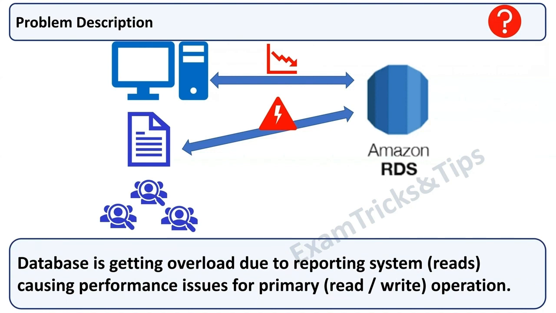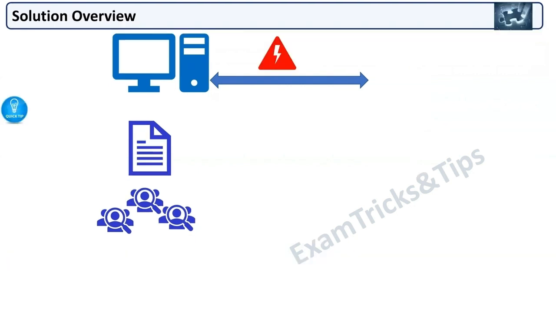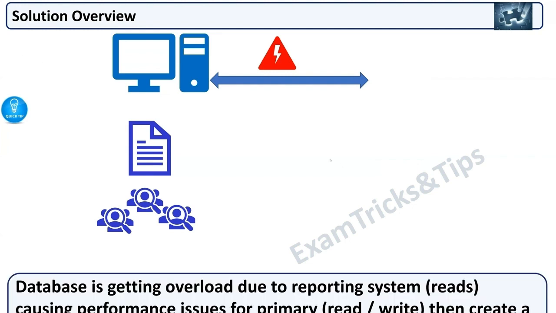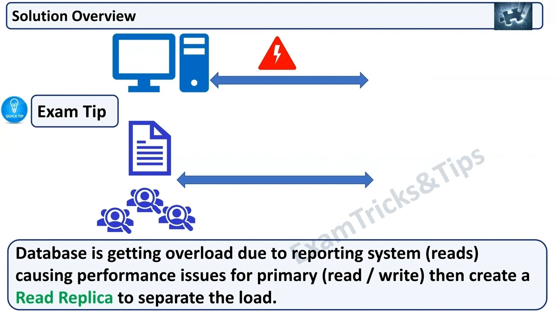And we have done this in the past multiple times. And you know what the answer is if you have gone through the previous episodes. So in this scenario, we have two kinds of loads here. So you basically separate your load, create a read replica of the Amazon RDS instance, and connect the business application to the read replica. That's the solution for this particular problem.